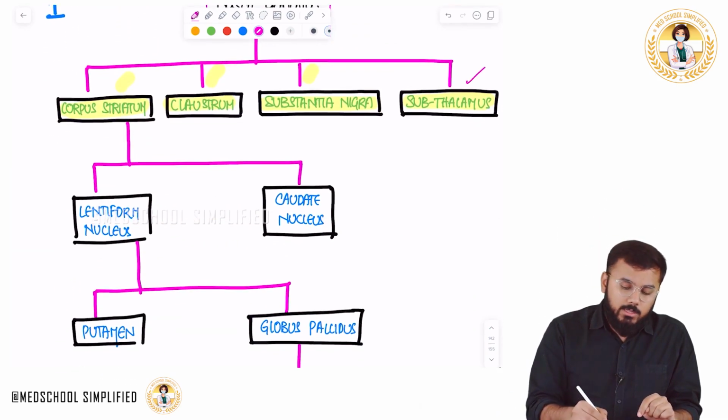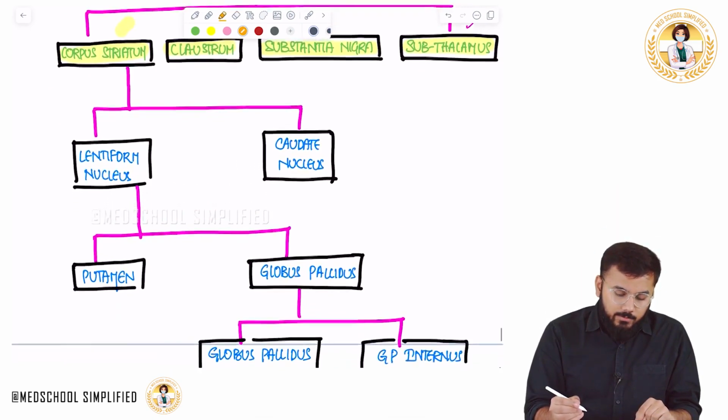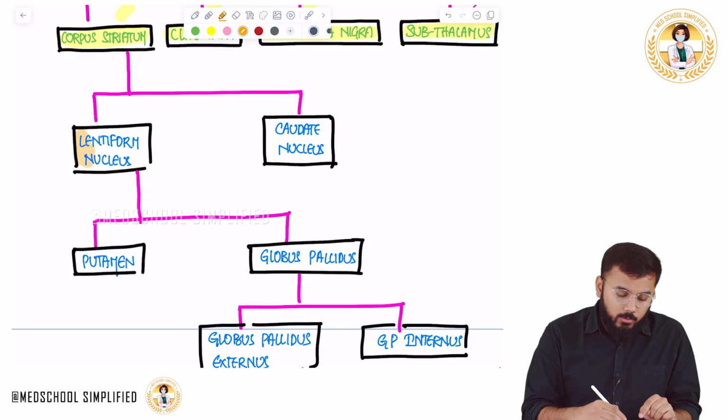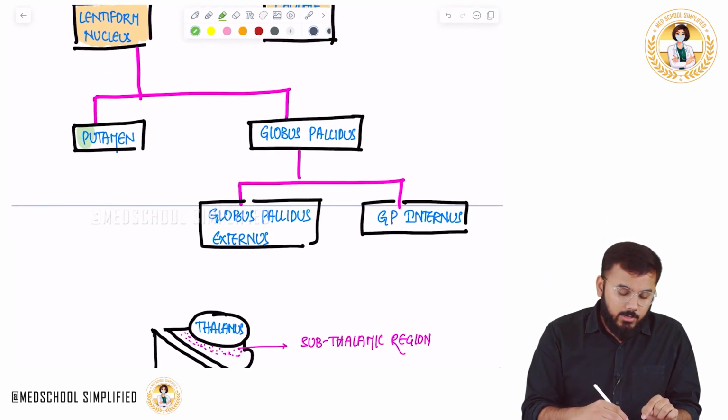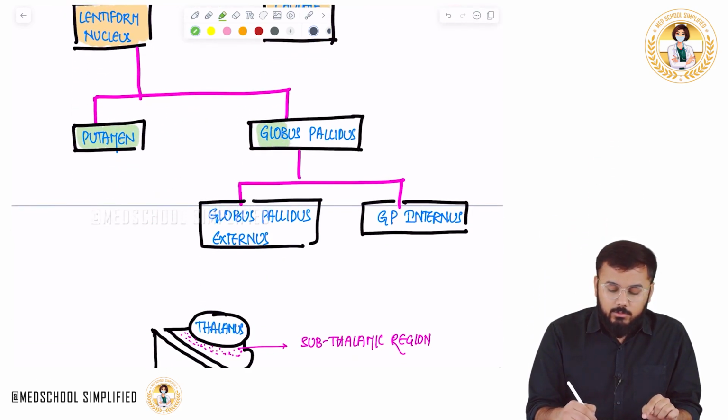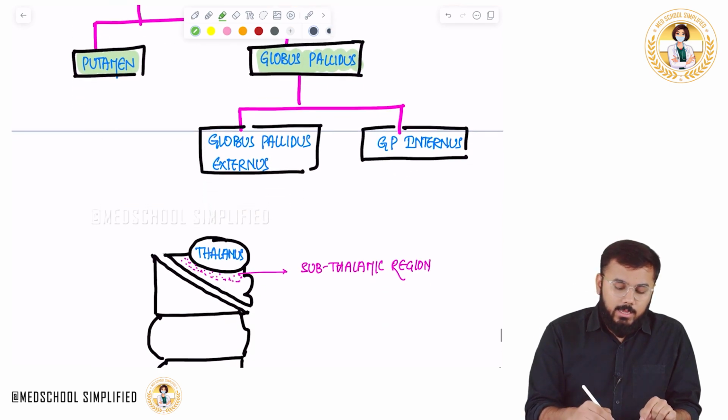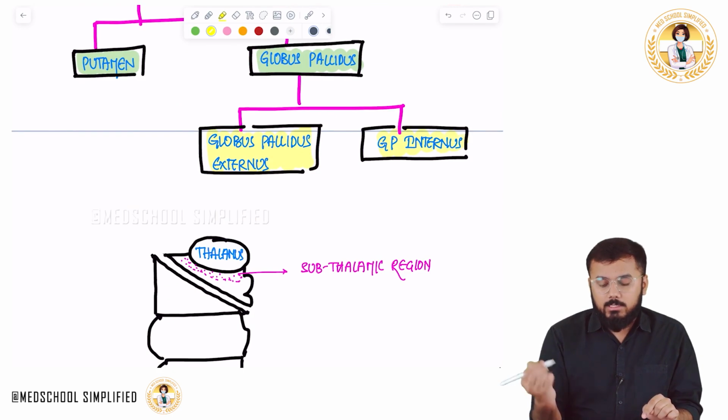Now, next important thing we have to see here is that we have discussed that it is having two important nuclei. One is called as lentiform nuclei, another one is called as caudate nuclei. And within this, the lentiform nuclei is divided into putamen and another one called your globus pallidus. And again, the globus pallidus is divided into globus pallidus externus and globus pallidus internus.